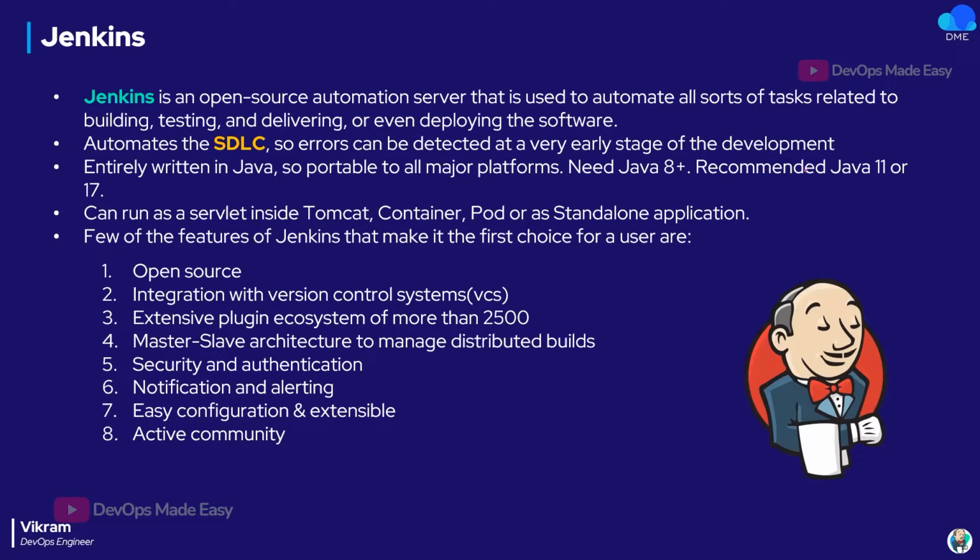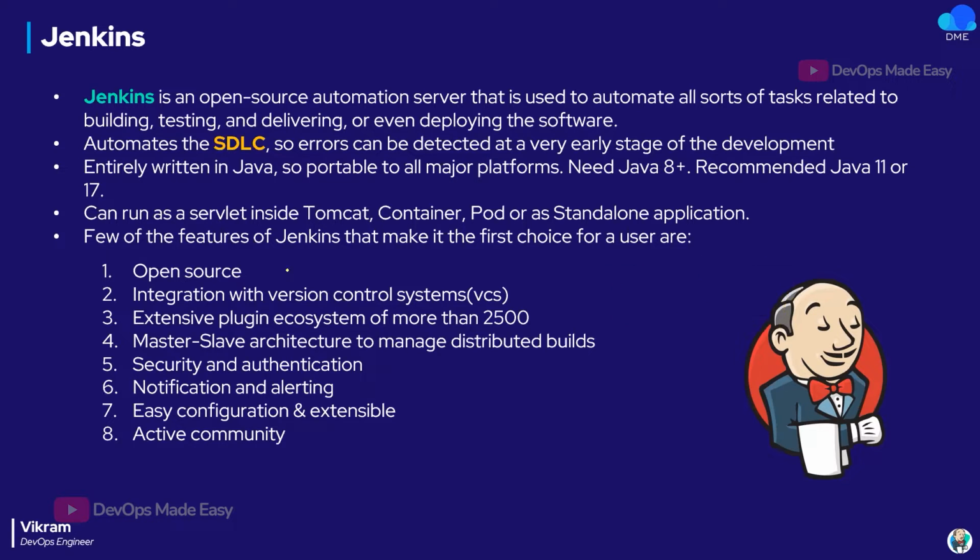So the recommended version of Java for the latest Jenkins is Java 11 or 17. We already covered how to install Jenkins in many videos. But in case you're running Jenkins as a container or pod, you don't have to have Java installed on your machine, because the Jenkins image already has the Java dependency installed.